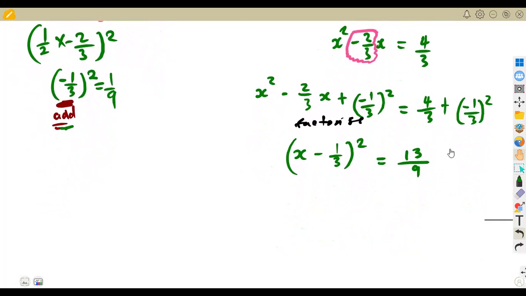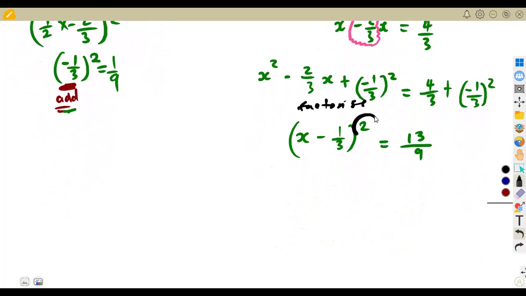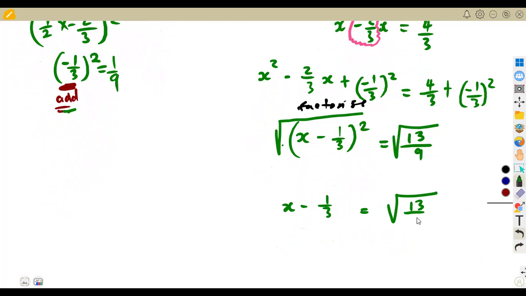As we know, guys, we're given a square. How do we remove this square? We have to introduce the square root, which is the opposite. So you're going to introduce the square root on both sides. So the square root removes the square. So the square is no longer there. So we remain with x minus a third, which is equal to the square root of this. So yes, we can simplify this, or you can just leave it like that. The square root of 13 over 9.